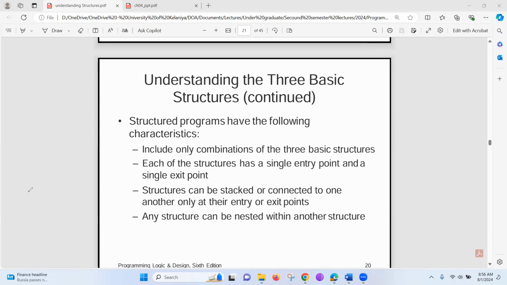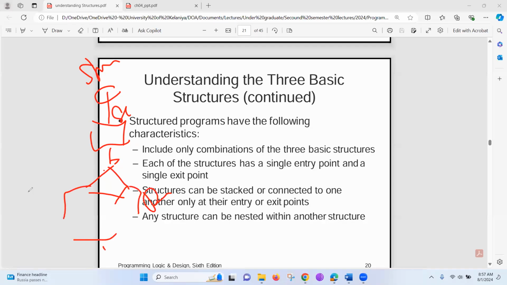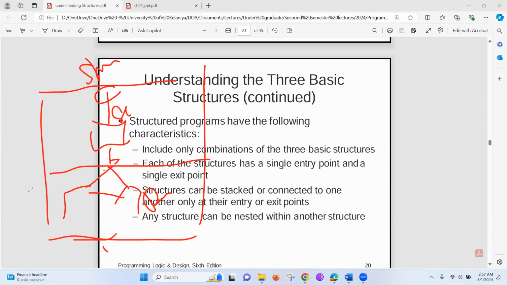When we talk about stacking, we are adding two structures together. Nesting is replacing a single step inside a structure with another structure. Can you remember? We discussed stacking. That means you have a sequential one, like this. Then you are going to add the decision one. This is the way we can add. We can segregate and have the two parts or two areas separately.